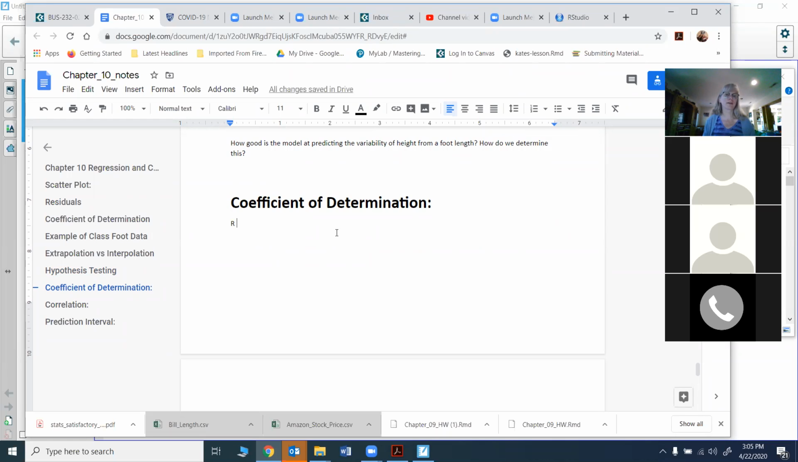And the symbol they used was capital R. Does anybody remember from that group work what they were considering that coefficient of determination, which is a stupid name, by the way? I didn't name these things. I wouldn't have named it that. But what did they call R? What was R doing for you? Big R, not little r, but big R.